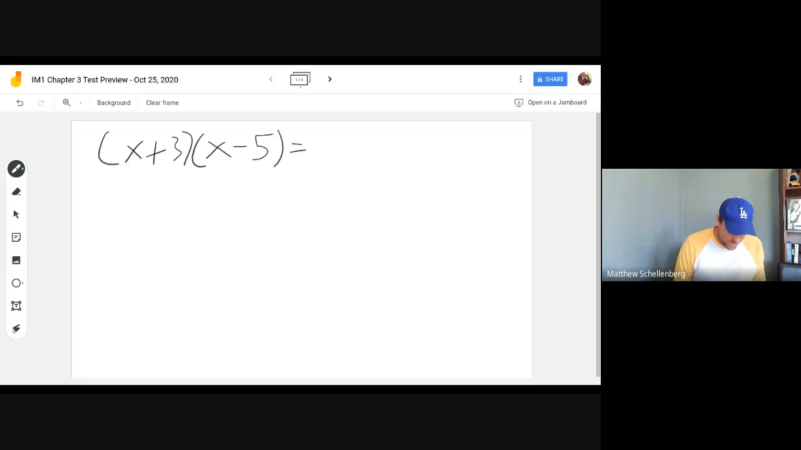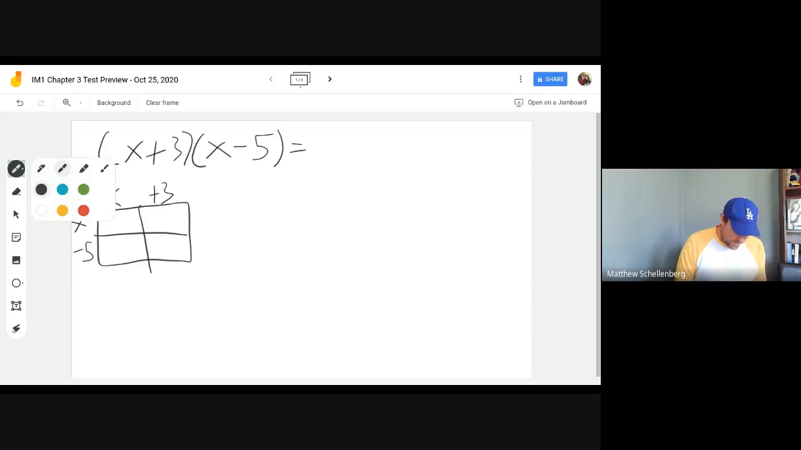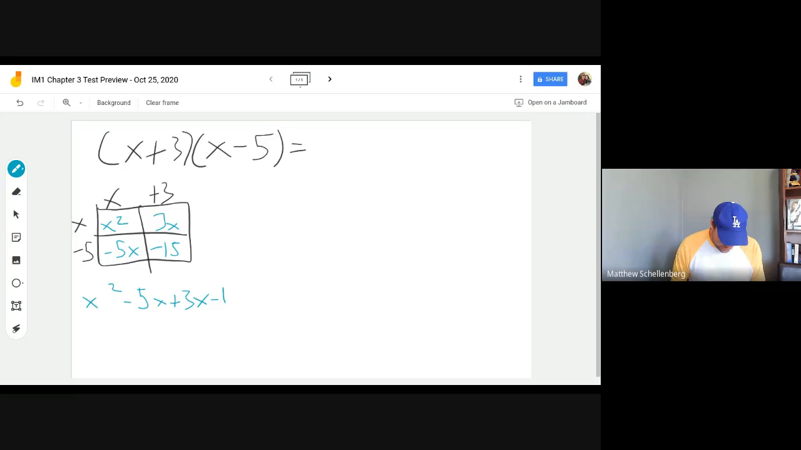Here's how it goes. Two ways to do this. One is the box model. The box model says you just put one on the top and the other one on the side. And then you start multiplying just like you would in a multiplication table. So x times x is x squared, x times 3 is 3x, negative 5 times x is minus 5x, 3 times negative 5 is minus 15. That gives us x squared minus 5x plus 3x minus 15.